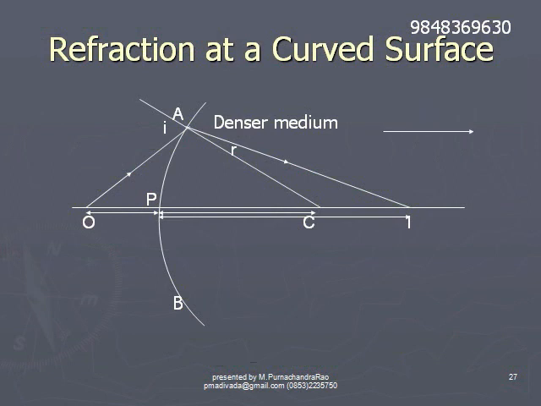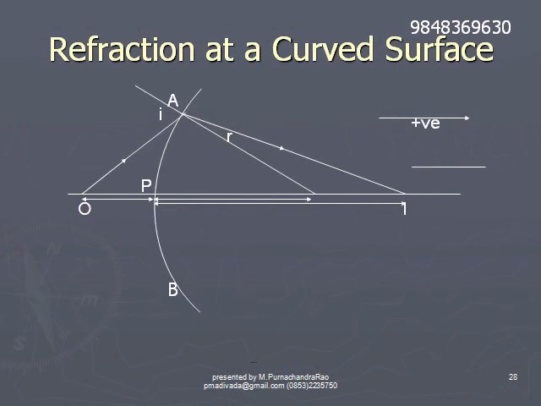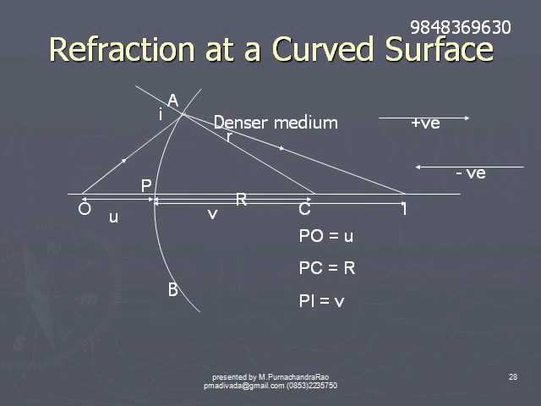The angle between the incident ray and the normal is the angle of incidence. Suppose to the right of this curved surface the medium is a denser medium. Then the ray gets refracted towards the normal. Let AI be the refracted ray in the second medium. The angle between the normal AC and the refracted ray AI is the angle of refraction r. I is the point image of the point object O.